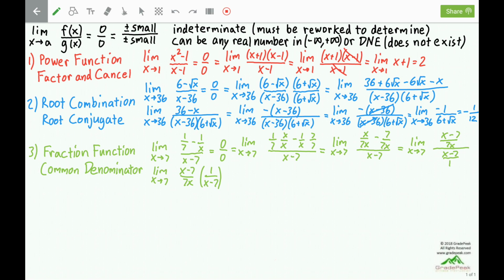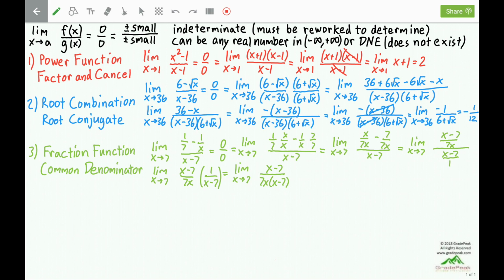We can now multiply fractions, multiply the numerators. x minus 7 times 1 is x minus 7. Multiply the denominators, which is 7x times x minus 7. It's still 0 over 0. It's been 0 over 0 this whole time, and it will continue to be 0 over 0 until you cancel the terms that are making the zeros, and that would be the x minus 7 in the numerator and denominator.